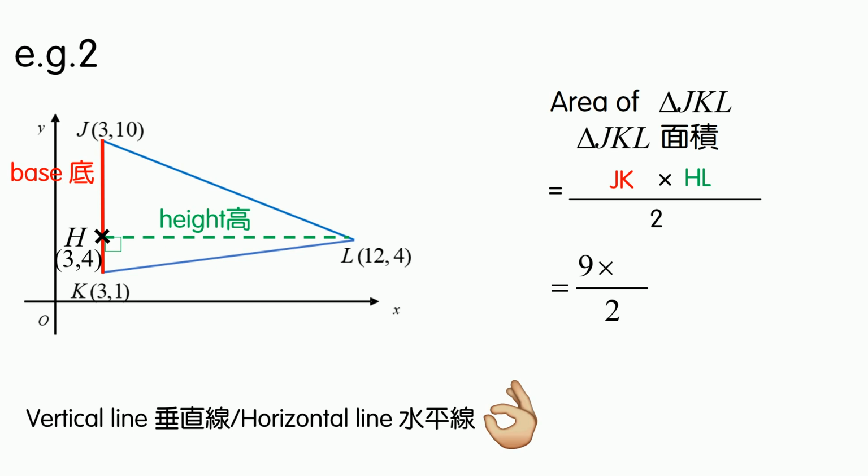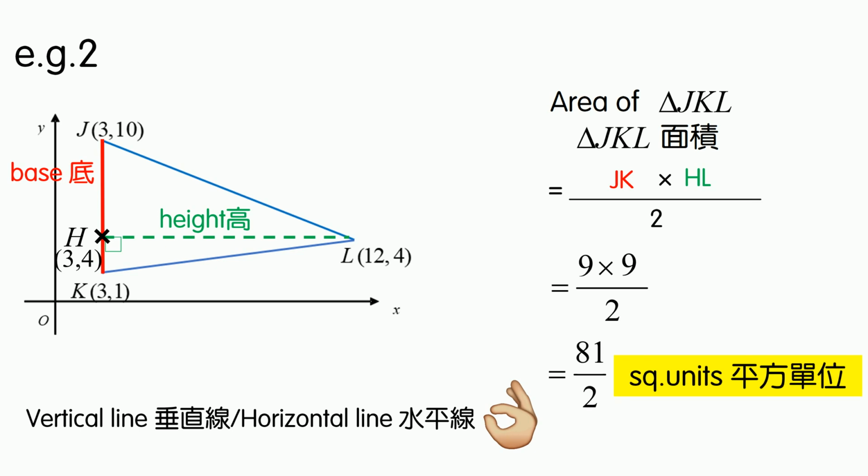Now we can find the distance between H and L. The y coordinates are exactly the same. We can ignore it. We just use 12 minus 3 to find the distance, which is 9. After calculation, the answer is 81/2. Remember, you should give the units for it. The unit for this area is square units.